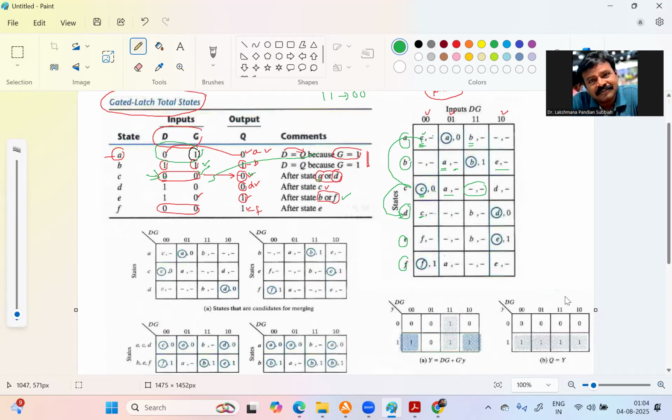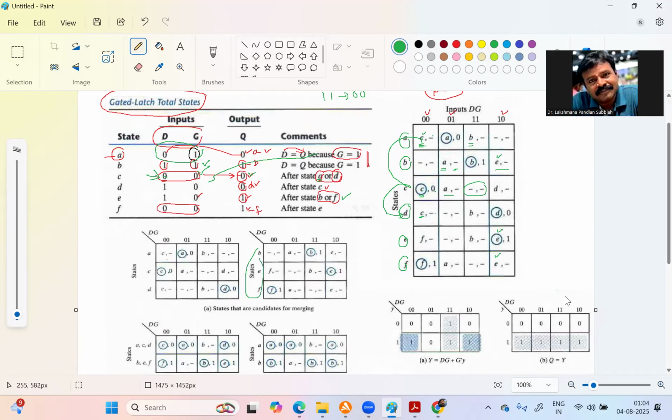D, right. So D and don't care, whatever you can have the same, right? So next here E dash. So these three E dash, right? B, E, F, E, F. So these three can be merged. That is B E F.